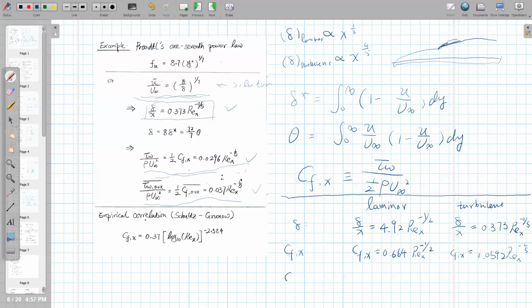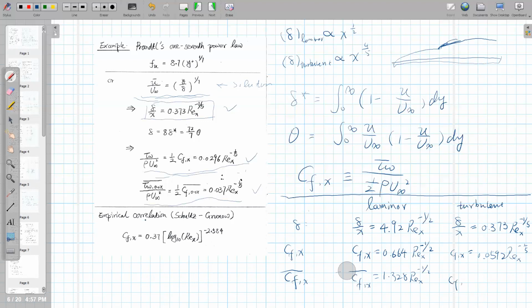So the mean value is very simple, because it's just equal to 2 times the local value, for both cases. No, I'm making a mistake. It's not for both cases. It's only for the laminar flow that you have this one. So for this Cf,x, the mean value will be equal to twice of 1.328 Reynolds number x to the power of minus 1 over 2.